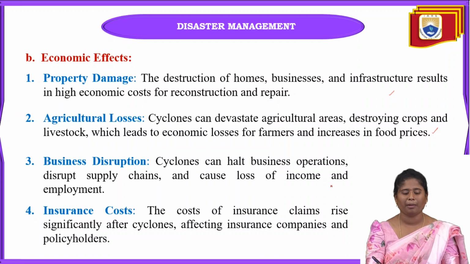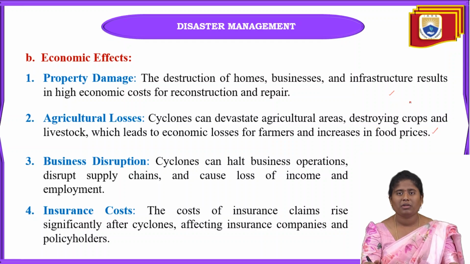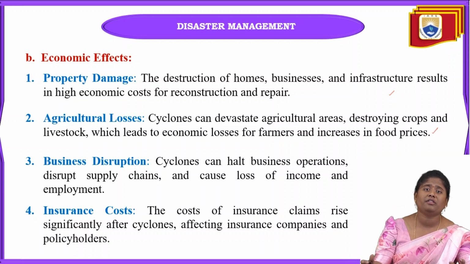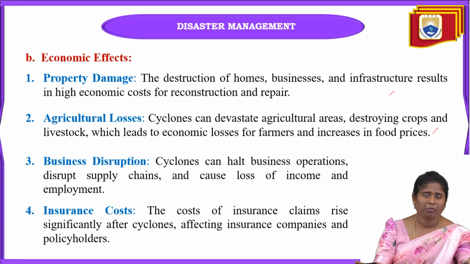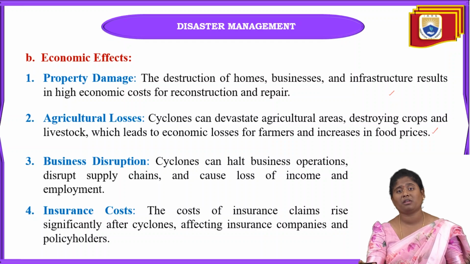Coming to the next one, that is business disruption. In this business disruption, cyclones can easily halt business operations, and there will be disruption of supply chains, causing loss of income and employability. Why? Because some people may be running small businesses, some very large businesses, and some transportation businesses. When cyclones occur, transportation can fail, and in some regions overall communication can fail, and electricity can fail at that time.